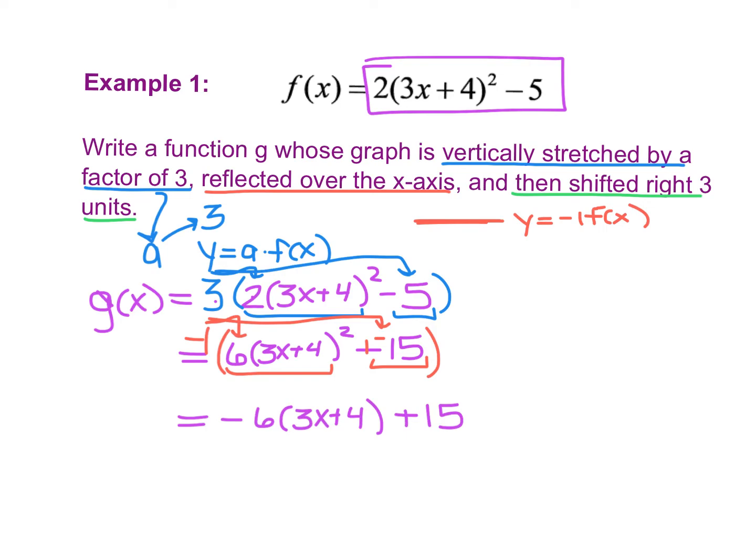Now the last thing that I need to do here is shift the graph to the right 3 units. So we know that if we're shifting the graph to the right, that's going to impact our h value.